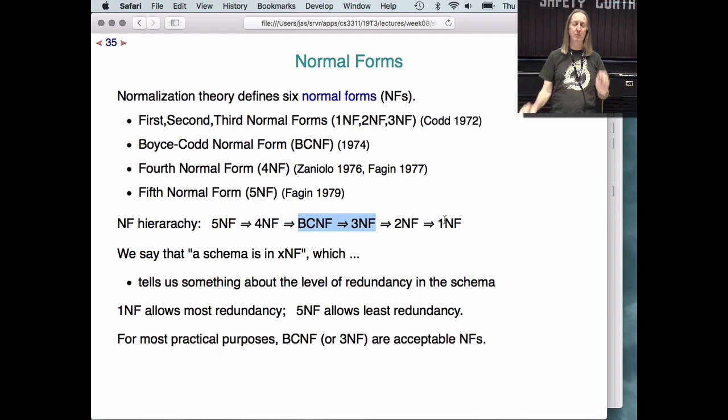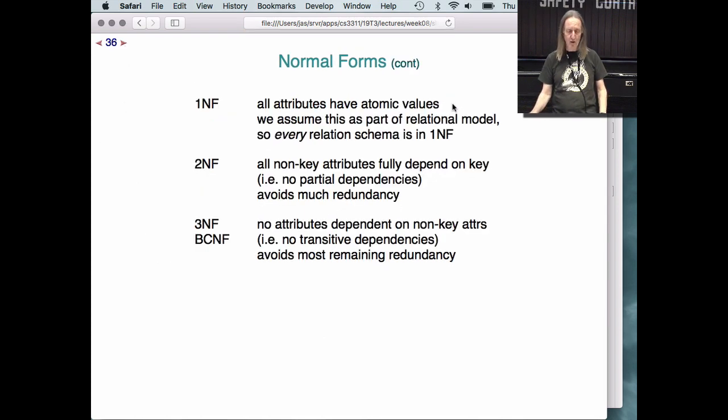First normal form is a really weak statement about the structure of the data. And basically all it says is that all of your attributes have atomic values. So that's kind of the way we think about that anyway. So we assume this is part of the relational model. So every relational schema that we come up with is already in first normal form.